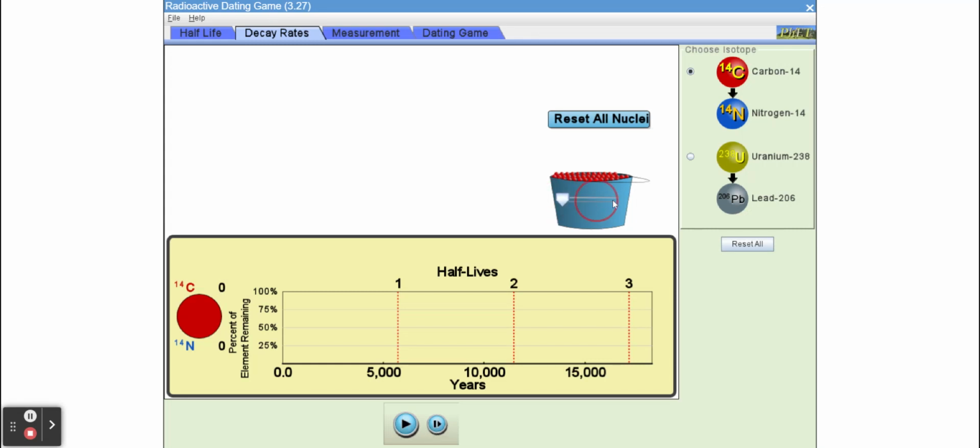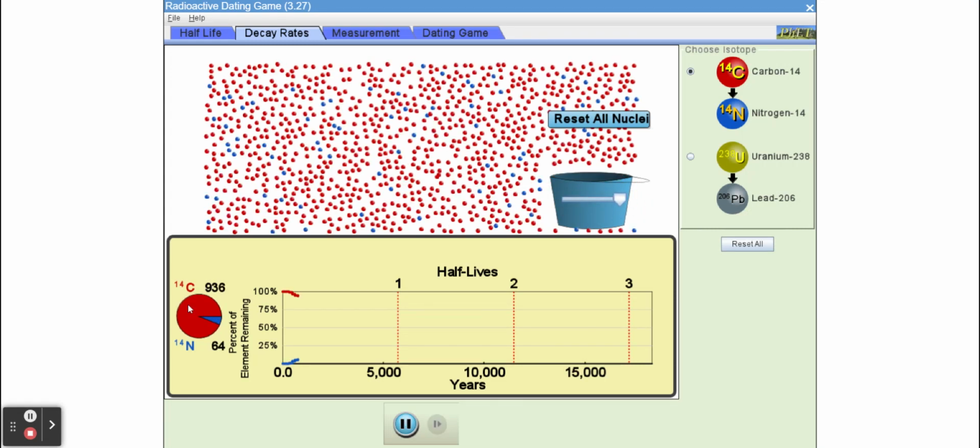Have a look here now. If I put all these nuclei up here... Oh, that's nice. Let me pause that and reset all nuclei. So here now I have a lot more. Actually, you know what? I think this is probably going to work better.